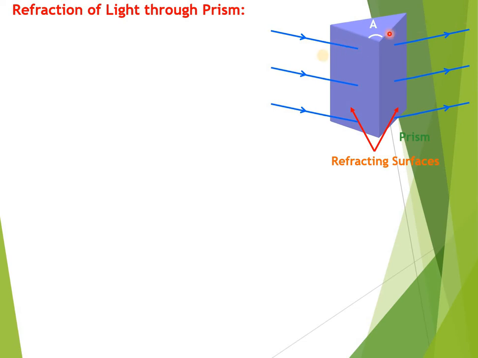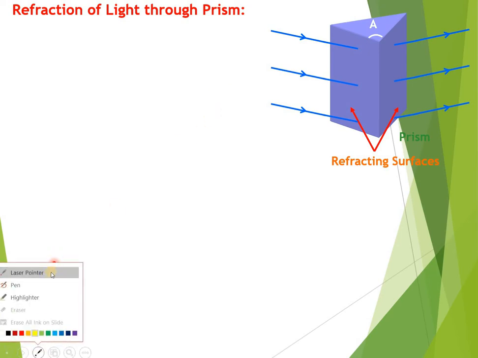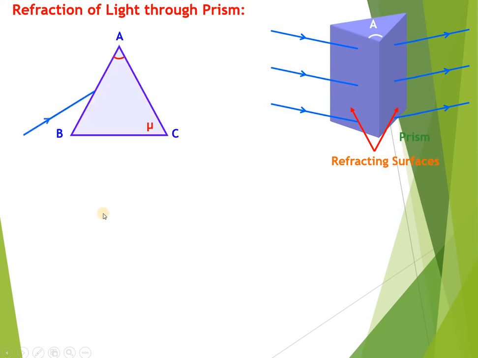Now you see, if the light is incident on the first face, then it comes out from the second face. How is that possible? We try to understand with the help of another ray diagram. See, these are the two faces of the prism. Light is incident on face AB, refracts and then comes out from face AC.